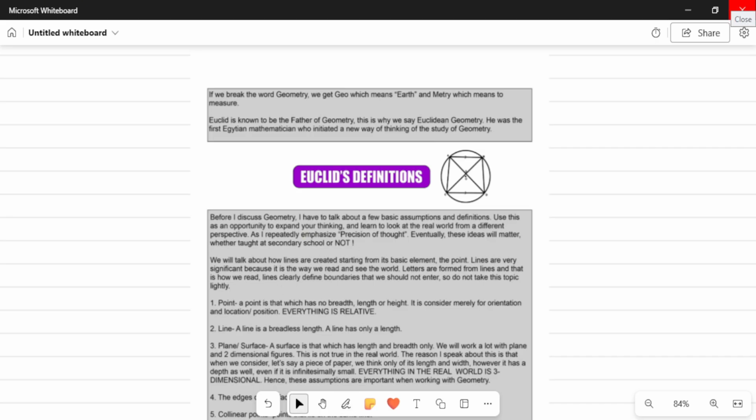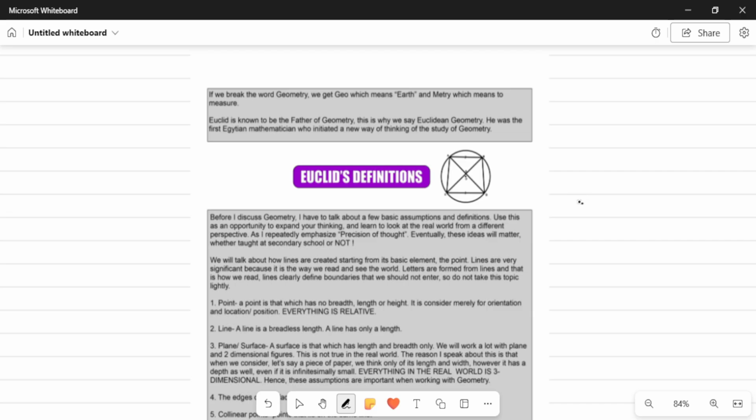A point is that which has no breadth, length, or height. It is considered merely for orientation and location or position. So basically, if I have a page and if I have a point, it does not exist. It's merely for reference. It's a way to help us to orientate something in space. Therefore, we say it has no breadth, length, or height. Merely for orientation.